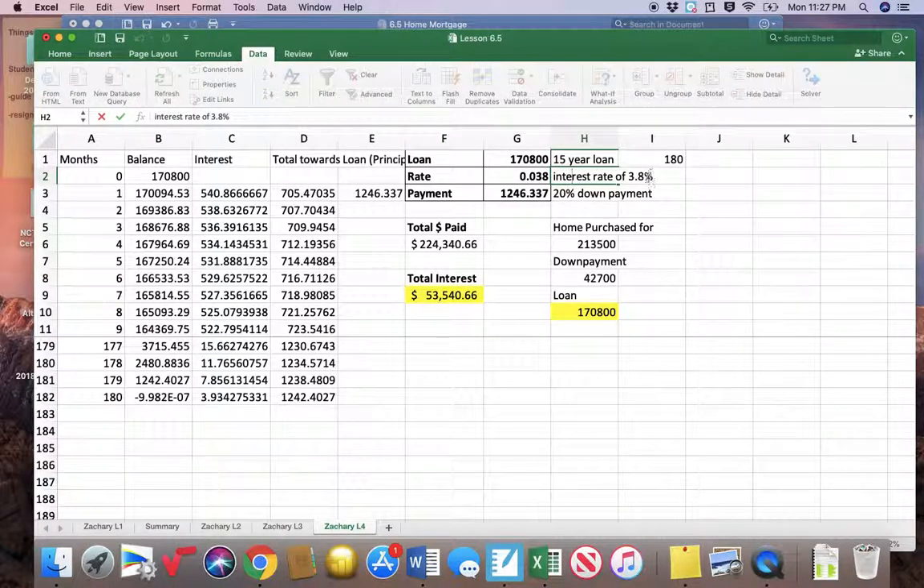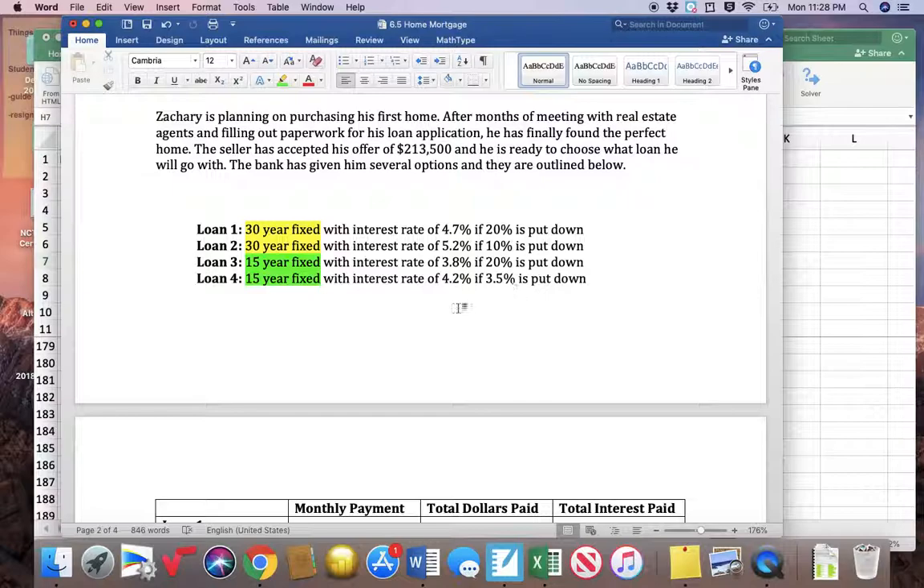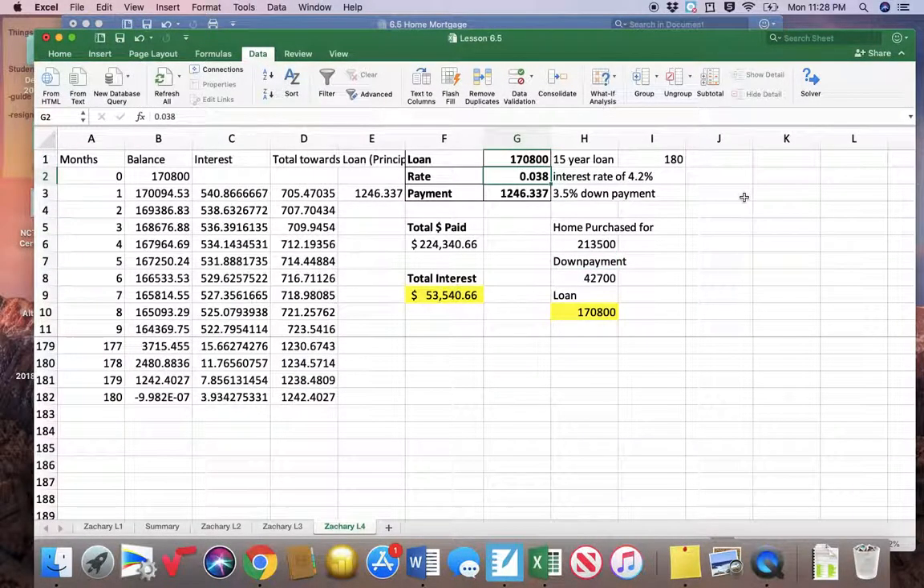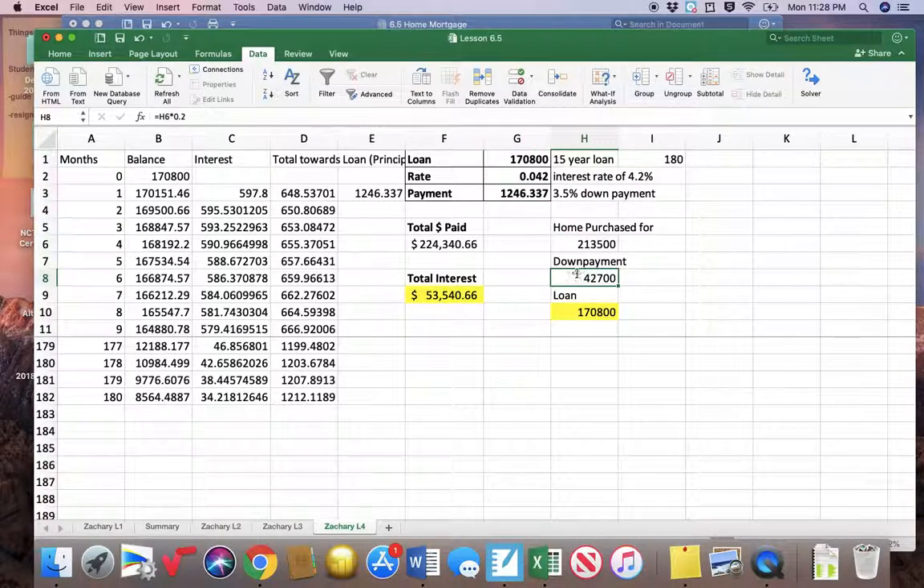15-year interest rate was going to be 4.2, and down payment is only 3.5%. I want to check that 4.2 number real quick. Yeah. All right, so my rate, 0.042. Now my down payment, instead of multiplying by 0.2 for 20%, I've got to multiply by 0.035. So look at that down payment. The down payment is under $8,000.